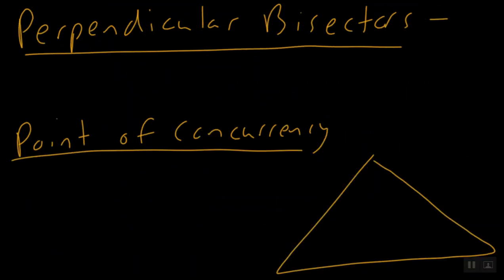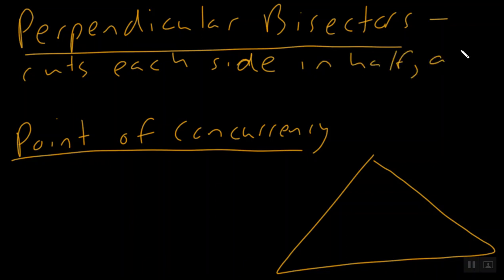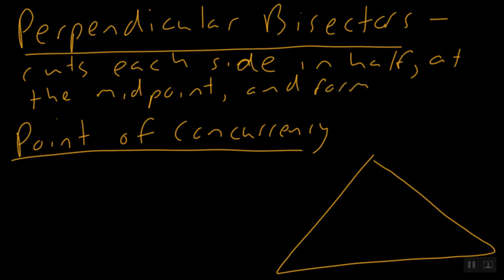Okay, for our second definition, what if we have three perpendicular bisectors? So what is a perpendicular bisector? Well, it cuts each side in half. We could even say at the midpoint. And forms a perpendicular line. Okay, so what would something like that look like?